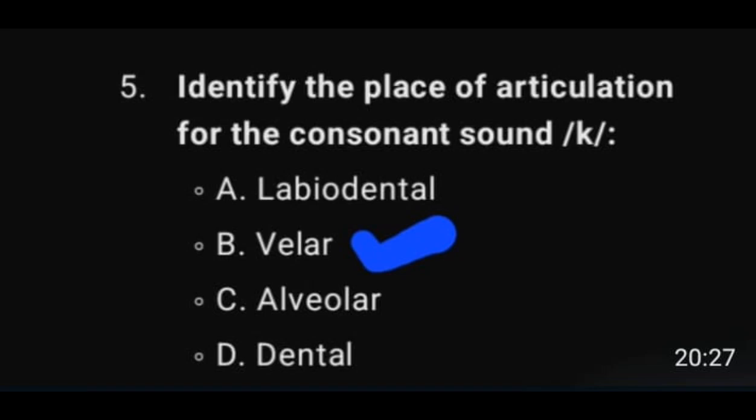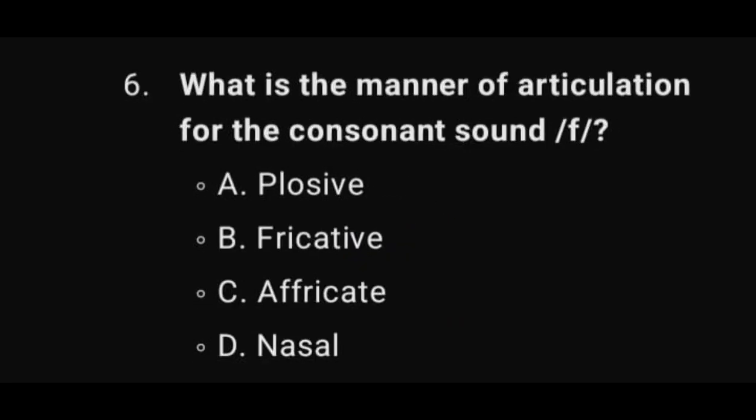The production of k takes place somewhere around the velum. Whenever you want to pronounce k, the back of the tongue is raised to the velum to block the airflow coming from the lungs, and so that is why we refer to it as a velar sound.